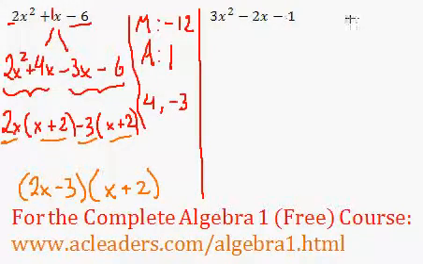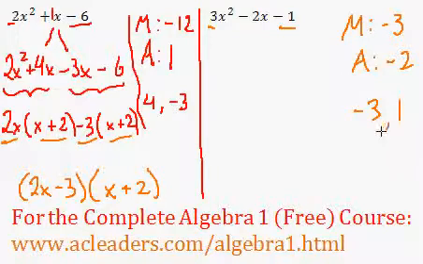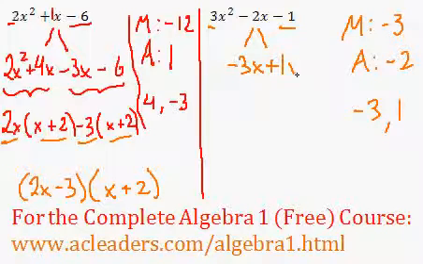Okay, how about this one? Now we're looking for two numbers that multiply to whatever 3 and negative 1 multiply to, which is negative 3, and two numbers that add up to negative 2. In this case, the numbers will be negative 3 and positive 1, because negative 3 plus 1 is negative 2, and negative 3 times 1 is negative 3. So let's split up the negative 2x into negative 3x plus 1x.